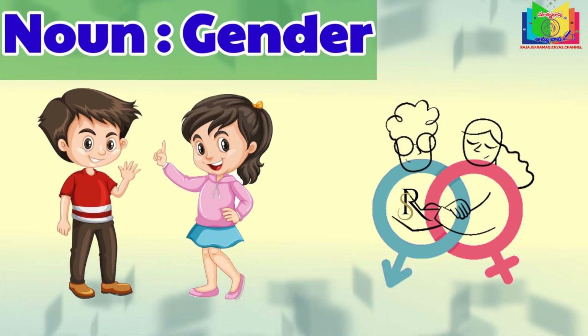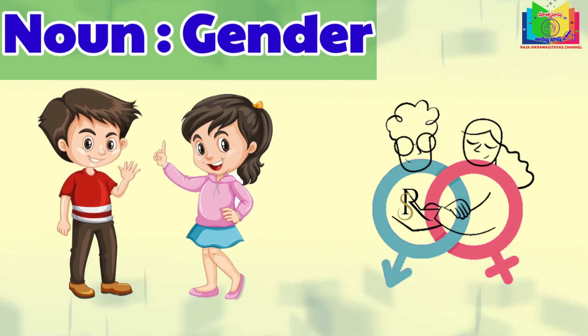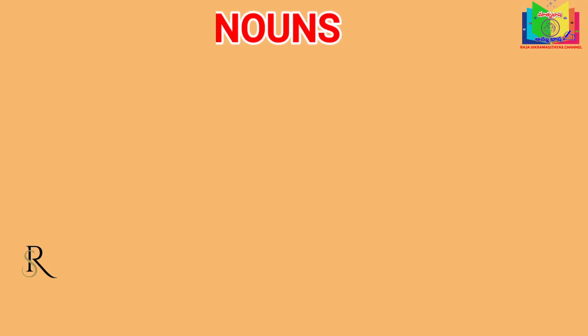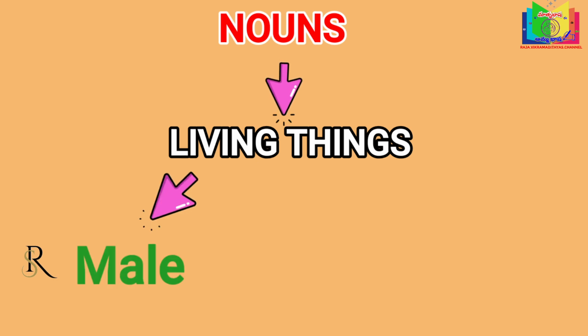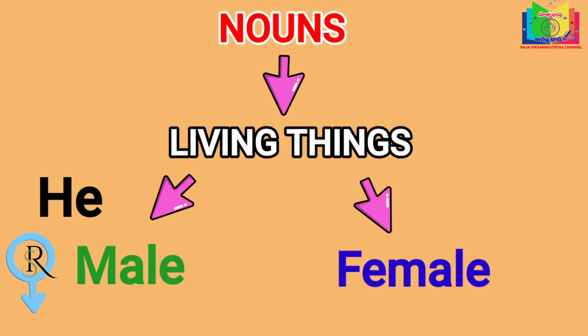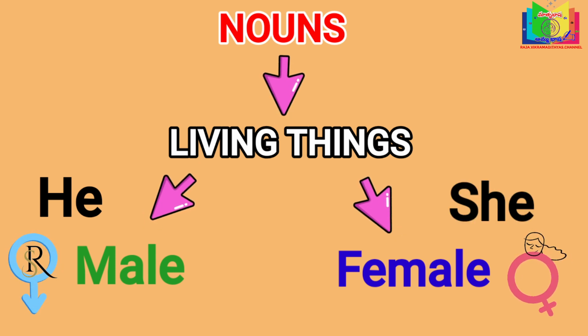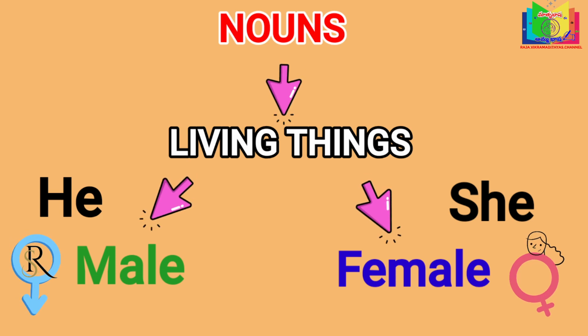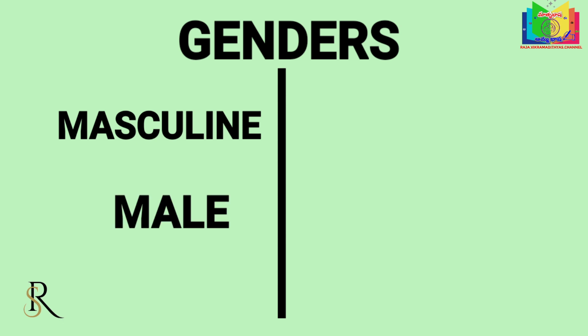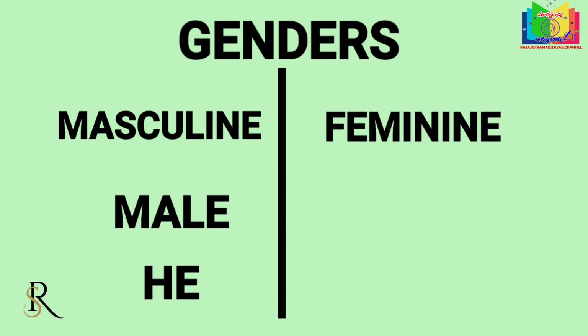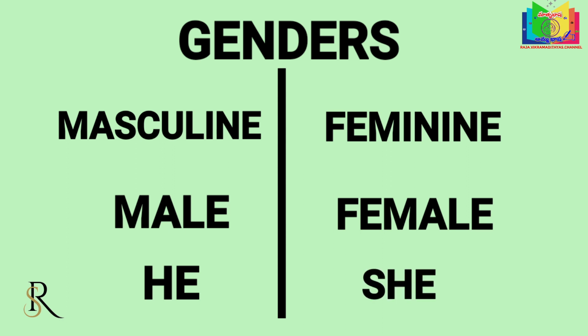Let's understand what is gender. All nouns have a gender. Nouns which are living things are either males, that is the he gender, or females, that is the she gender. So let's understand genders. Once again, genders are of two types: masculine or the male gender or the he gender, and the second one is feminine or the female gender or the she gender.